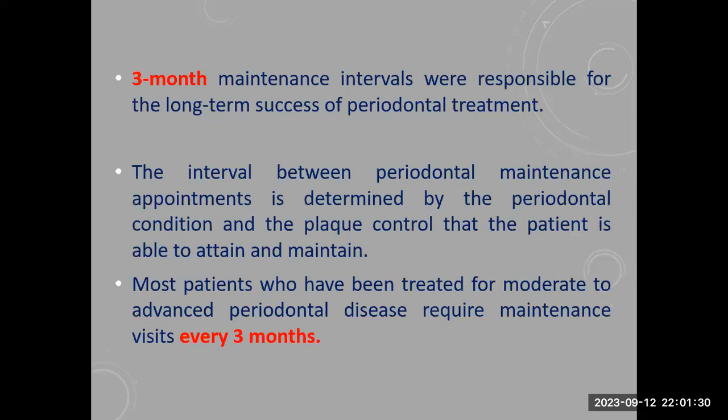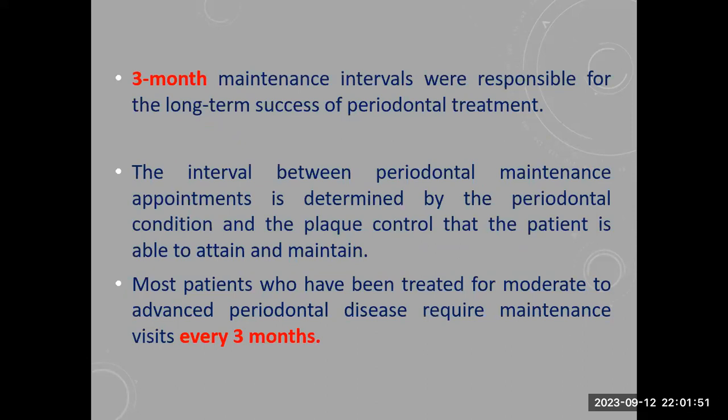Okay. A patient came after 4 to 6 weeks, which we said is the re-evaluation phase. Then I have 3 months in the maintenance phase, meaning the patient will come to me after 3 months. These are the maintenance intervals that are responsible for the long-term success of periodontal treatments. The interval between periodontal maintenance appointments is determined by the periodontal condition of the patient.